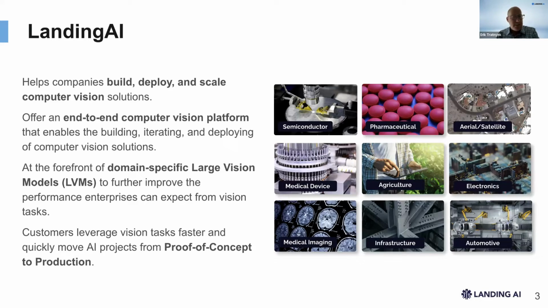Thanks, David. So who's Landing AI and how do we fit into this? Well, first and foremost, we build, deploy, and scale computer vision solutions. We do that with our Landing Lens platform. It's an end-to-end computer vision platform that allows you to build, iterate, and deploy those models anywhere. And we are increasingly at the forefront of building large vision models. These are domain-specific foundation models that will help you build downstream use cases more effectively. So moving more quickly from a proof of concept to a production deployment.